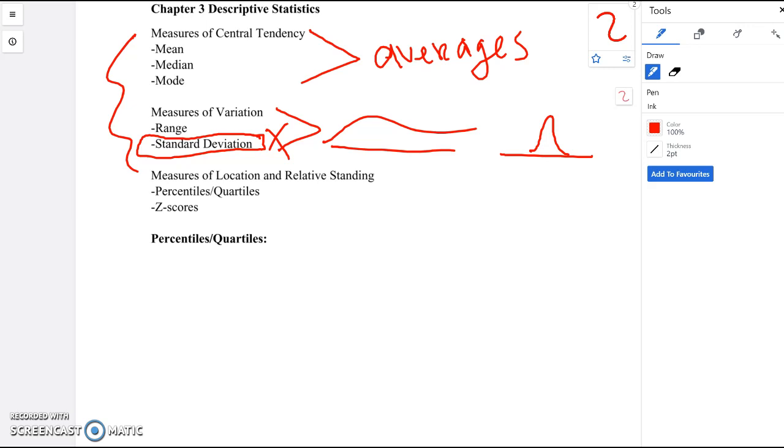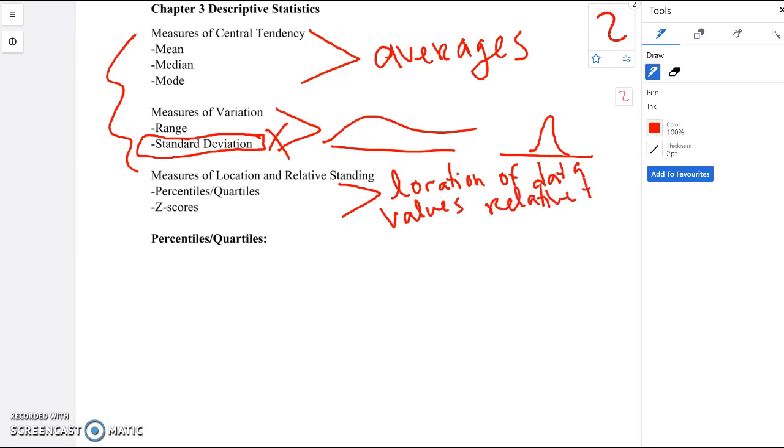Okay. So now, measures of location and relative standing. What is that? All it is, is it tells you the location of data values relative to others. Okay, that's what it is. I'm sorry, my writing is horrible because I'm writing on a touch screen. So, location of data values relative to other data values. That's basically what it is.